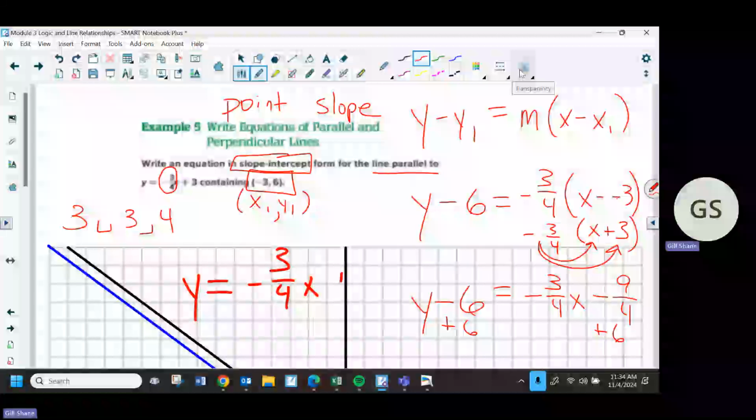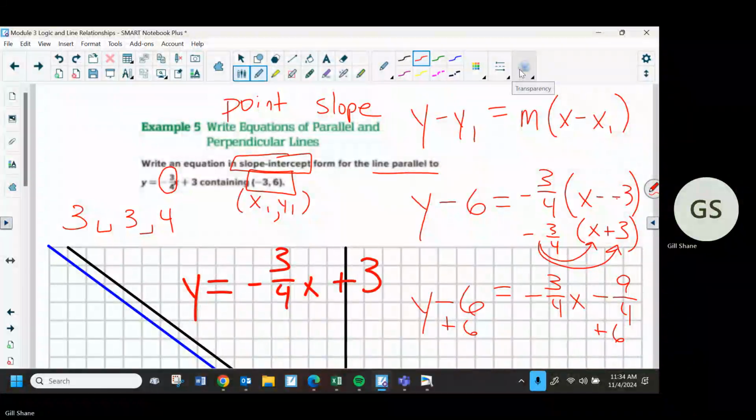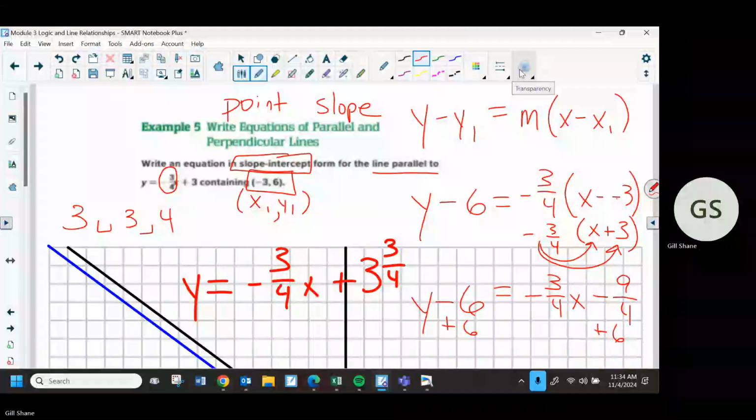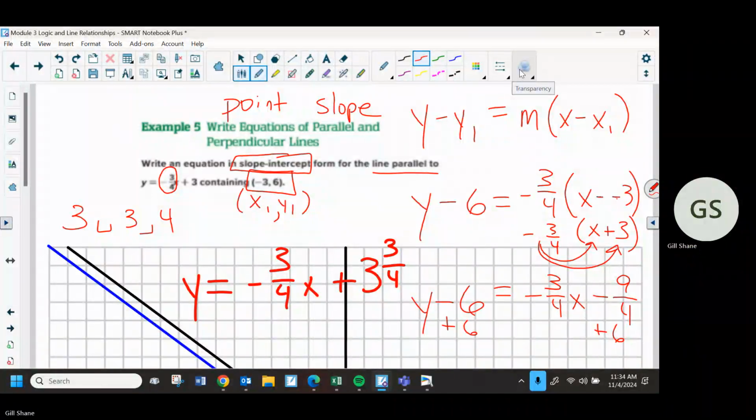And then it was plus, that's what this number is right here. Your calculator is saying 3 3/4. So that would have been the equation.